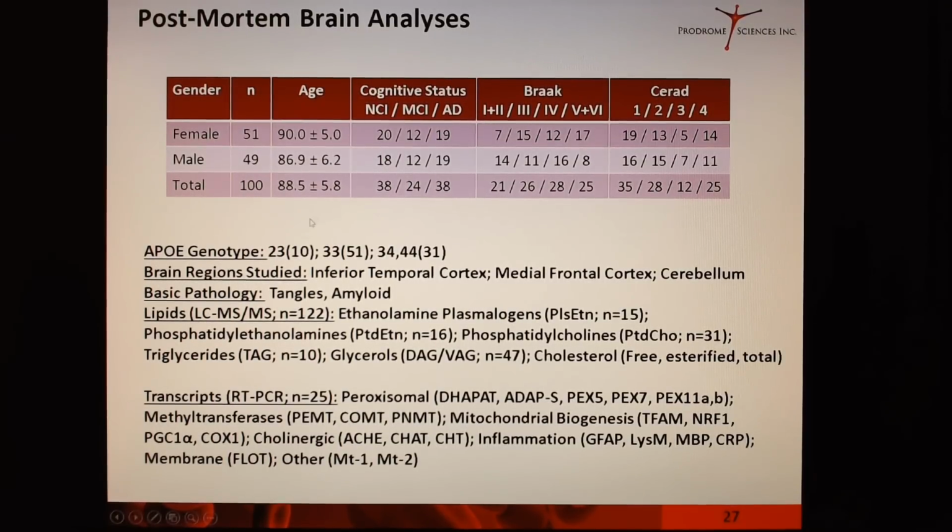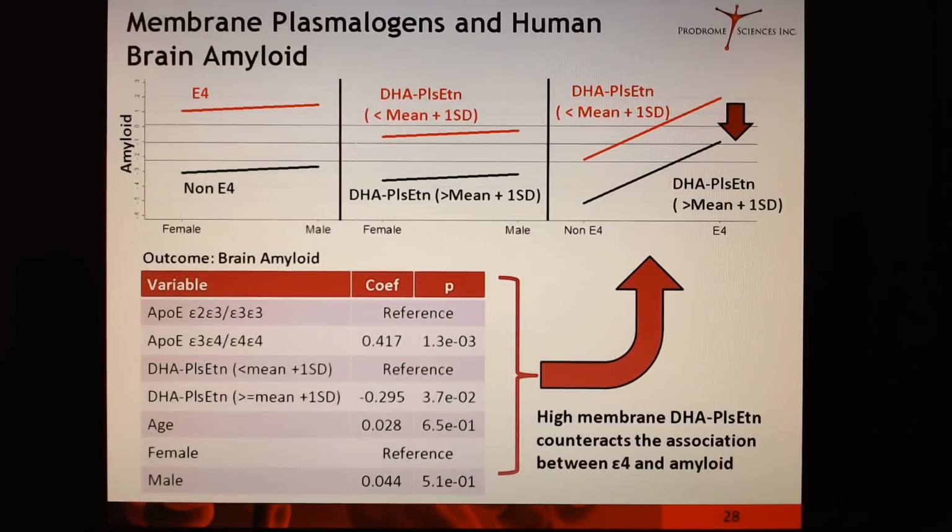Of these individuals, 10 had an APOE E2 allele and an E3 allele, 51 were E3/E3, and 31 had either an E3/E4 or an E4/E4 genotype. And we looked at a whole bunch of other things, but first and foremost, let's talk about beta amyloid. As you'd expect, non-E4 carriers had low levels of amyloid in the brain, and E4 carriers had high levels of amyloid in the brain.